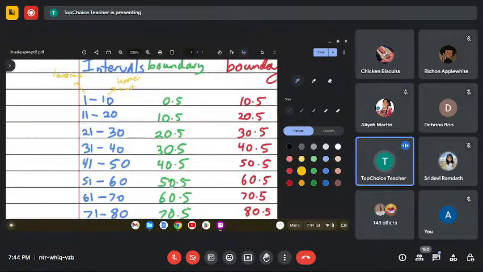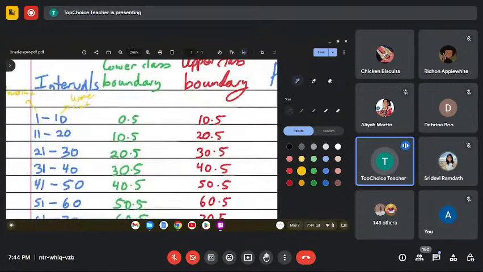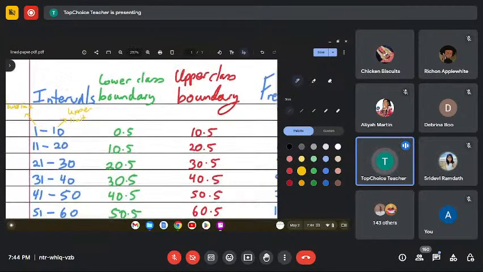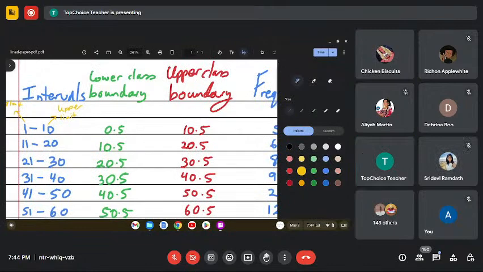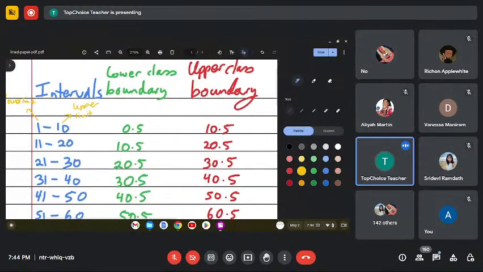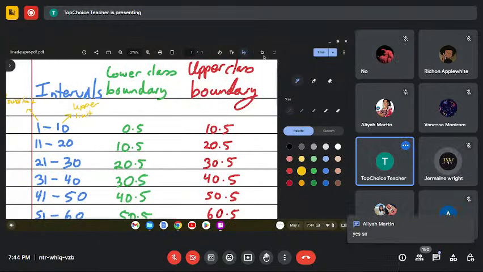That is important. Now, have you all ever heard of lower class and upper class boundary in this topic of statistics? Yes, sir. How do you calculate your lower class boundary? It is 0.5 below the lower limit. Excellent. You take your lower limit and you take away 0.5 from it. So if I have 1 and I take away 0.5, I will end up with 0.5. If I take 11 and take away 0.5, I will end up with 10.5. 21 take away 0.5 is 20.5.